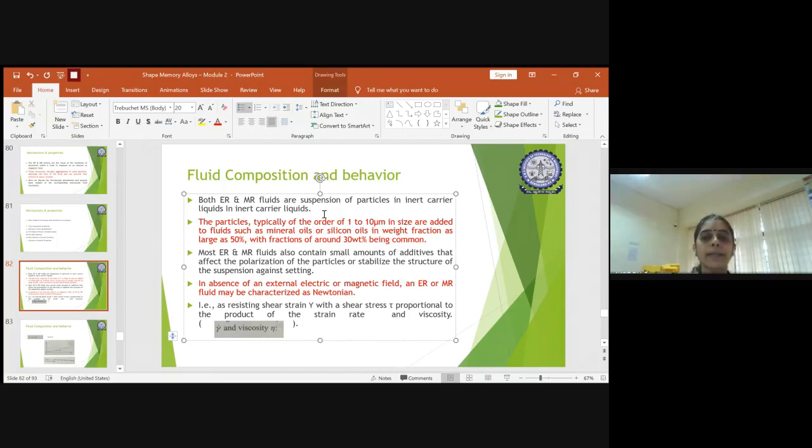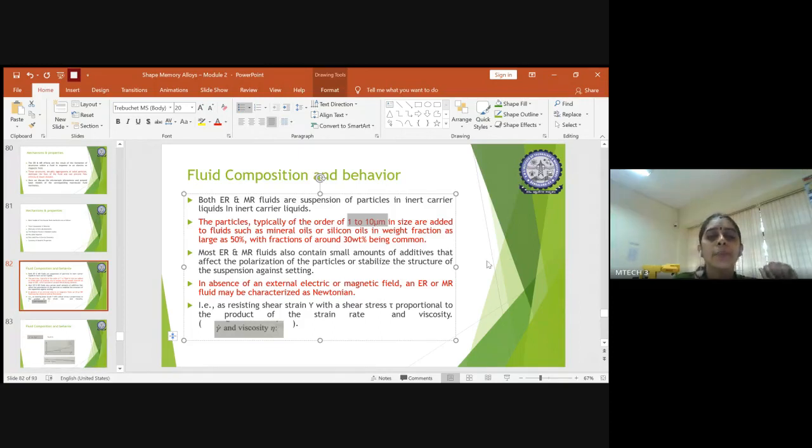So these particles, which we were calling additives until now, in future will be called inert carrier liquids. This is the first thing you have to understand. Secondly, I have told you already, the particles suspended in the fluid will be either micrometer size or nanometer size. If it is micrometer size, it is in the range of 1 to 10 micrometer.